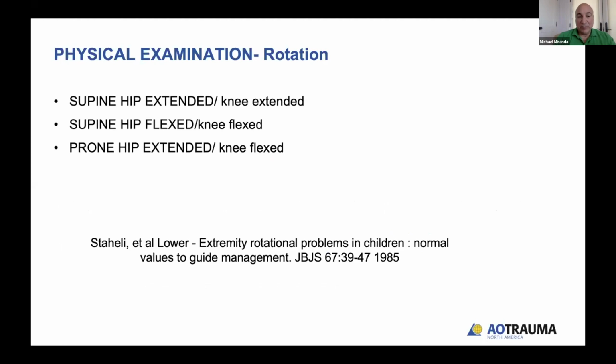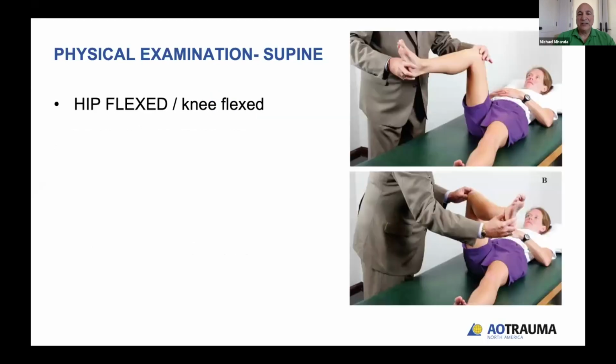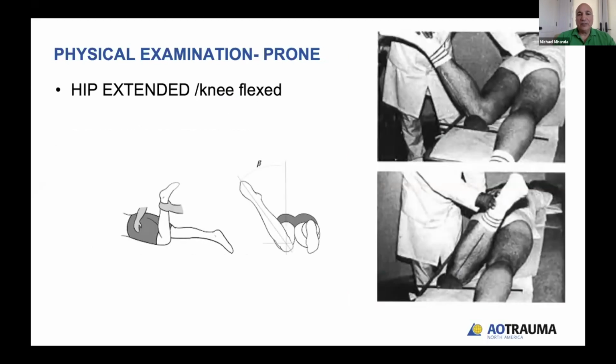On physical exam, you can evaluate these folks a number of different ways. The patient could be supine with the hip extended and the knee extended, supine with the hip flexed and knee flexed, or prone with the hip extended and the knee flexed. Which one of these is better? Well, you can see this is hip extended, knee extended. This is Dr. Bird doing an exam, hip flexed, knee flexed. And this is another patient prone with the hip extended and the knee flexed, okay?